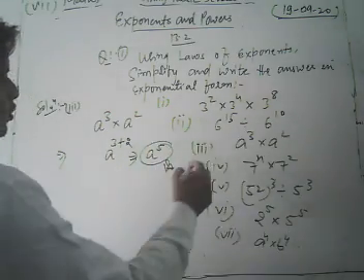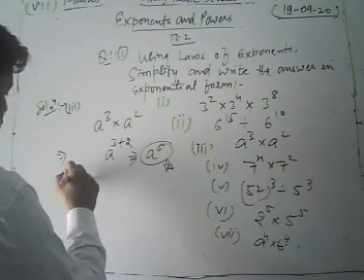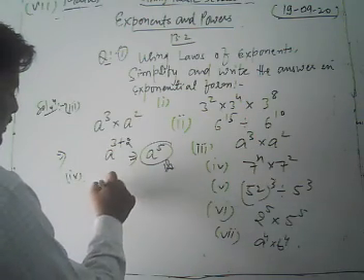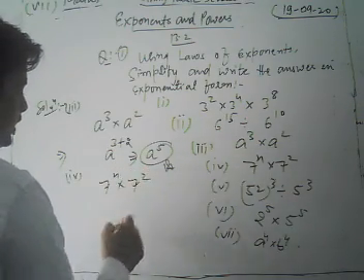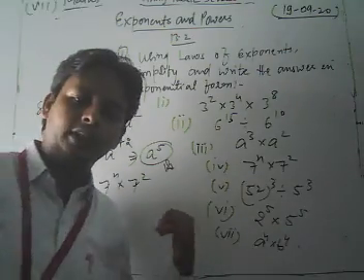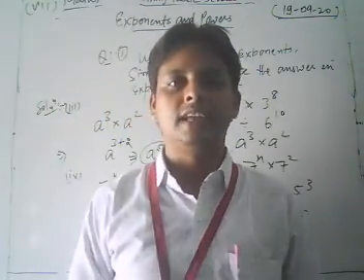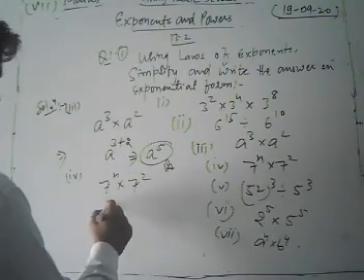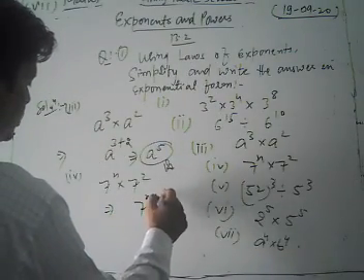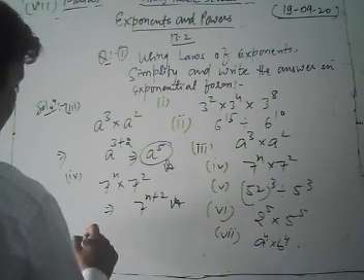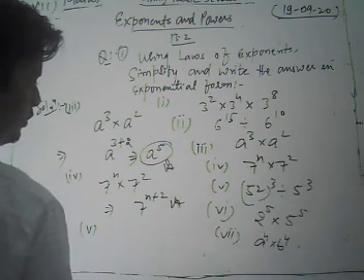Now we take and solve the fourth part of this question. Our fourth part is 7 to the power n into 7 square. Here, dear student, we apply the same concept: when the bases are the same, the powers add. Now here we write 7 to the power n plus 2. This is another answer.